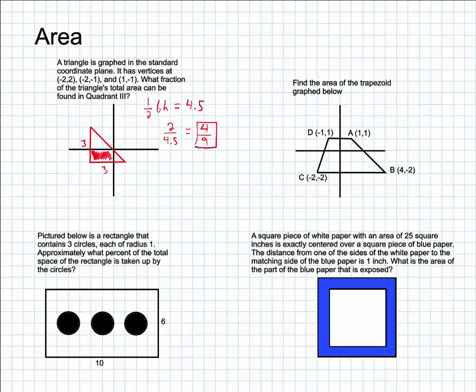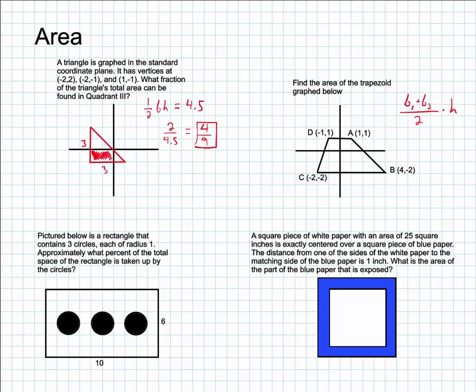Find the area of the trapezoid graphed below. Alright, it looks like we're given 4 vertices, labeled A, B, C, and D. So all we need to do, if we remember the area of a trapezoid formula, it is base 1 plus base 2 over 2 times the height.